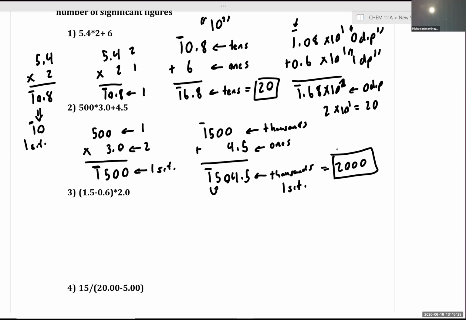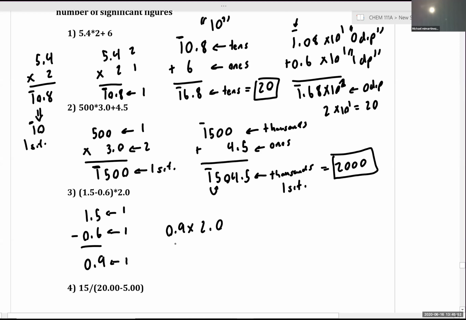Yes. Okay, perfect. So let's look at this next example. We have a subtraction operation in parentheses, so we have to deal with that first. Both of these numbers have 1 decimal place, so we get 0.9. Okay? We don't have to do any weird bar notation because 0.9 has the correct number of decimal places, 1 decimal place. Now we're going to take 0.9 and multiply it by 2.0.